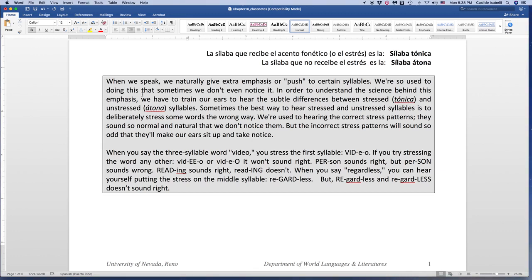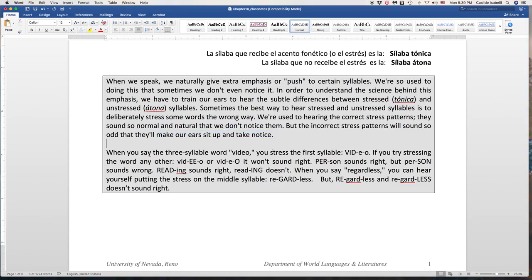So what I want to say here is the big difference between the two languages. When we speak, we naturally give extra emphasis or a push, like I just did with that word, to certain syllables. We're so used to doing this that sometimes we don't even notice it. And in order to understand the science behind this emphasis, we have to train our ears to hear the subtle differences between stressed and unstressed syllables. Sometimes the best way to hear stressed and unstressed syllables is to deliberately stress some words in the wrong way. We're used to hearing the correct stress patterns. They sound so normal, natural that we don't notice them, but the incorrect stress patterns will sound so odd that they will make our ears sit up and take notice.